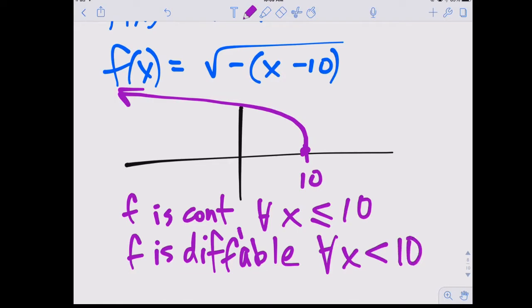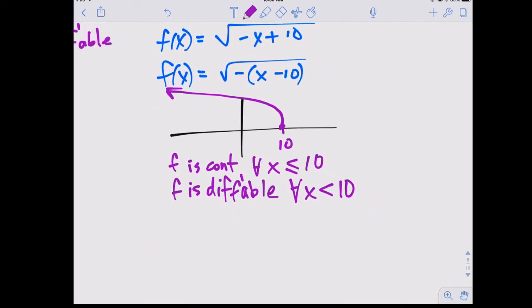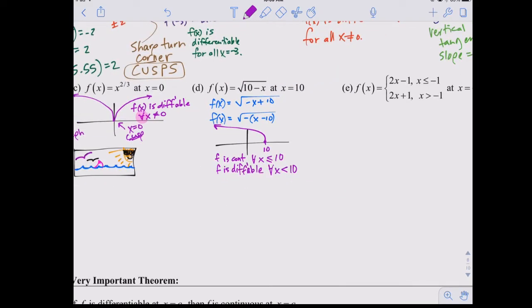And of course, does it even make sense to talk about differentiability anywhere to the right of 10? No, it does not. So vertical tangent lines, even though the graph is smoothly connected there, in fact, I don't even think we could say it's connected there because there's really nothing on the other side. But there is a vertical tangent line there.